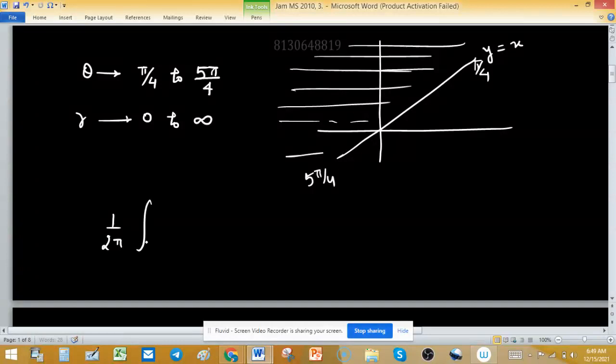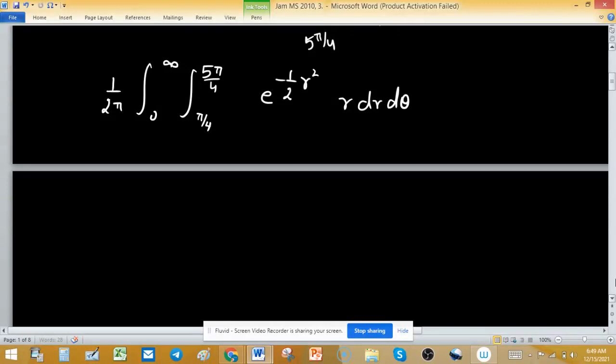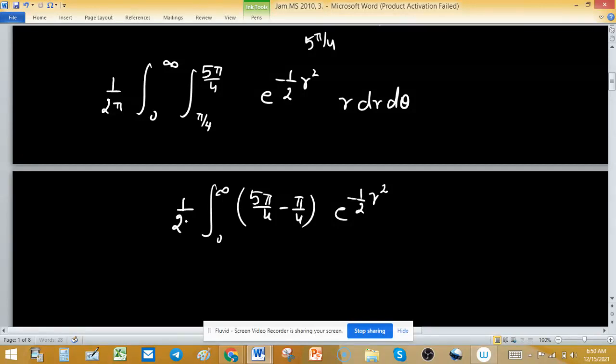So 1 upon 2 pi, now I can write 0 to infinity and pi by 4 to 5 pi by 4, and the integrand function was e raised to the power minus half r square, and the Jacobian r dr d theta. Now integrate first with respect to theta, because we can treat the integrand function as a constant. So integration with respect to theta will be 5 pi by 4 minus pi by 4, and the constant function e raised to the power minus half r square, with limits 0 to infinity, and 1 upon 2 pi outside, r dr. This pi will cancel out this one.